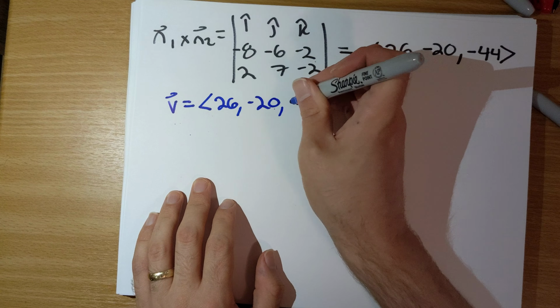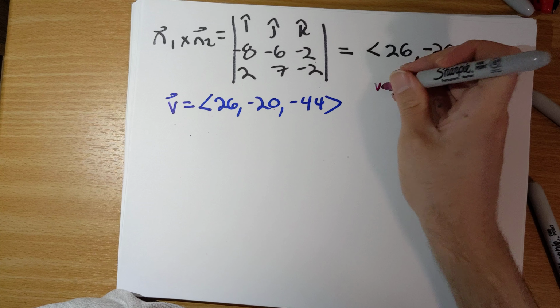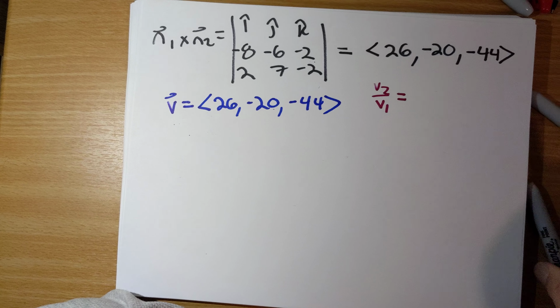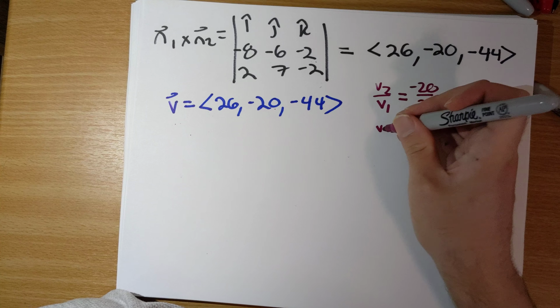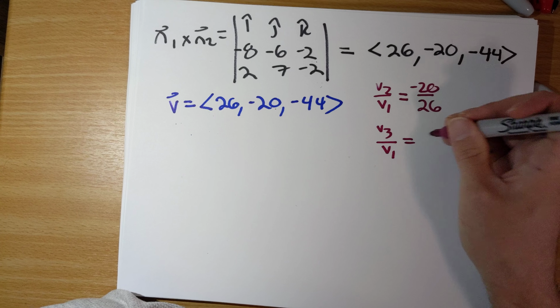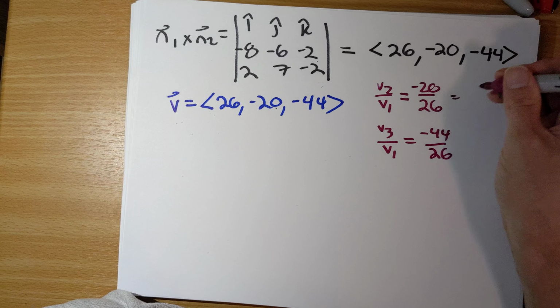So what was the problem asking us for? The ratio of v2 to v1 and the ratio of v3 to v1. So v2 over v1 is equal to negative 20 over 26. v3 over v1 is negative 44 over 26. I guess those can simplify just a smidge, but those are our answers.